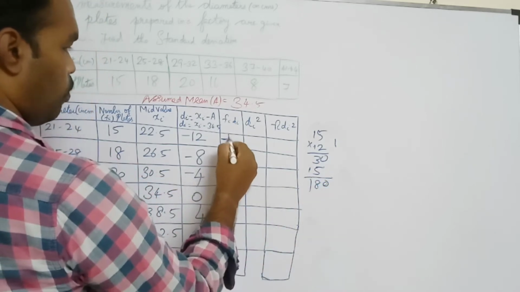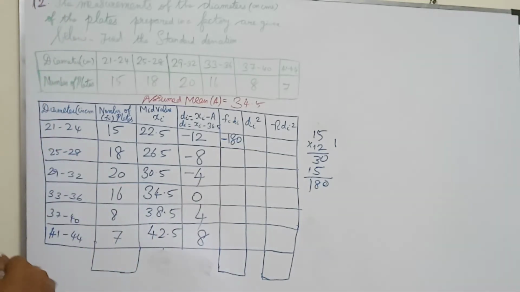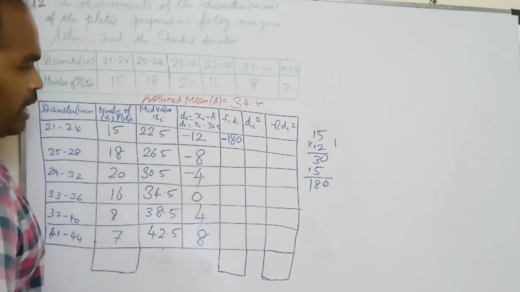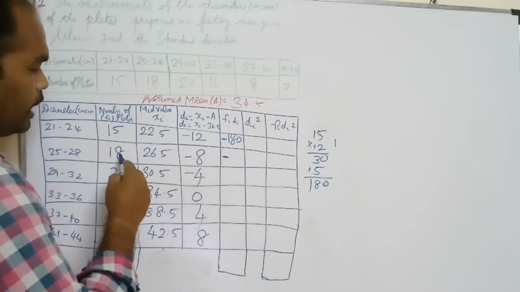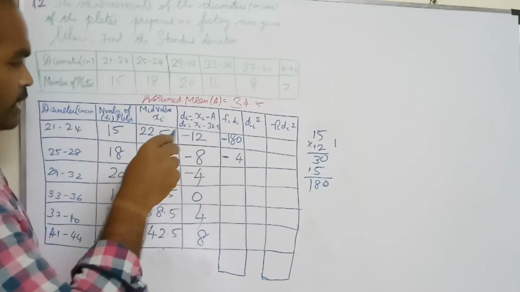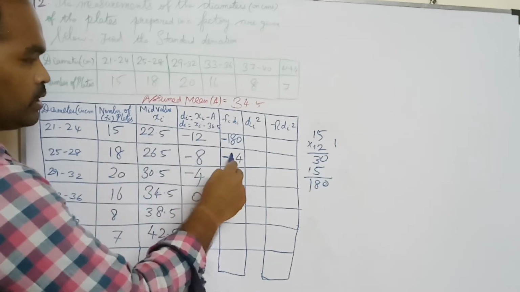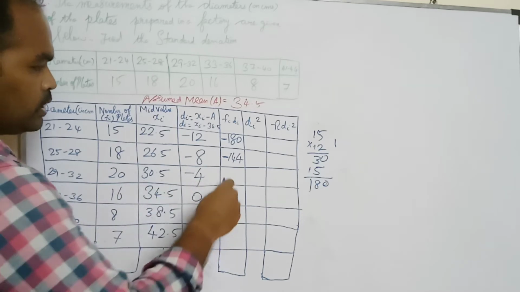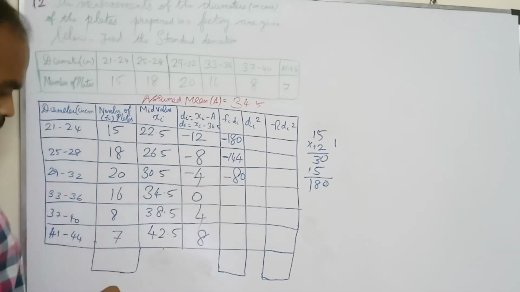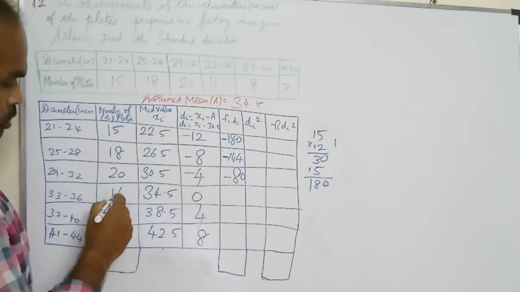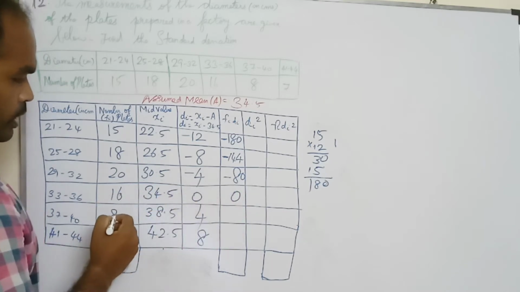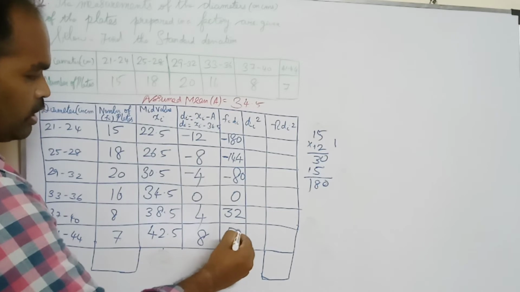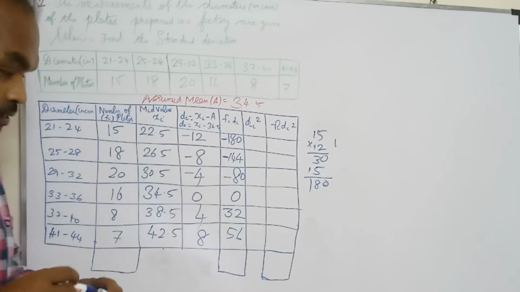So minus 180. The next one is 18 into minus 8, which is minus. 8 into 8, 64. Balance 6. 8 ones are 8. 8 plus 6, 14. So minus 144. 20 into minus 4, how much? Minus 80. 16 into 0, 0. 8 into 4, 32. 7 into 8, 56.